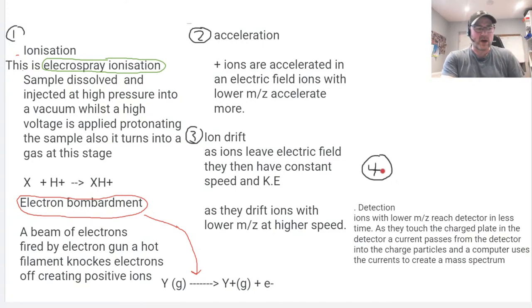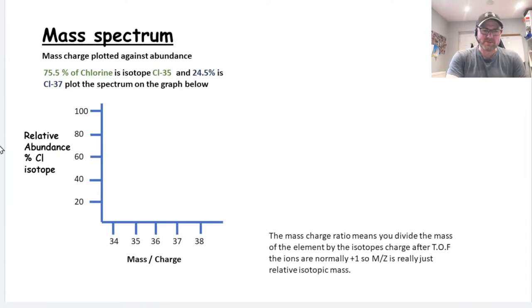So you just have to know how they get to this situation. You might remember these from GCSE. You have, like, chlorine 35. So let's have a look. We're going to do some questions in a sec. So chlorine 35.